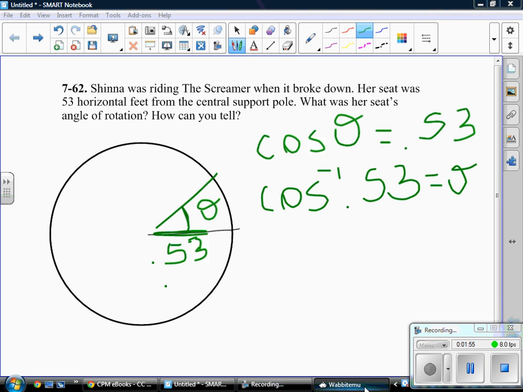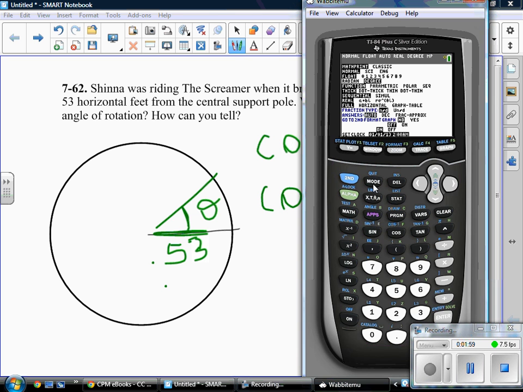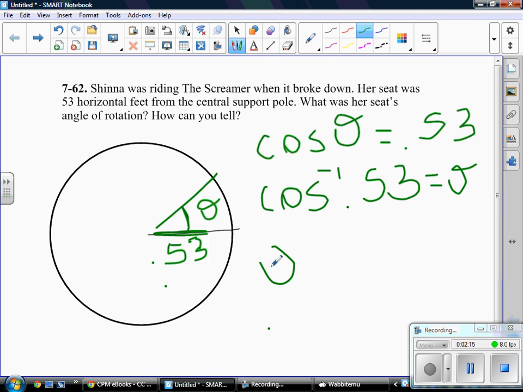So I'm going to bring up my calculator here and type inverse. Let me just double check that we are in degrees. Yes. So we're going to type second and cosine, so that'll give you inverse cosine of 0.53, and that will give us our angle. So 57.99, so about 58 degrees is going to be our angle.